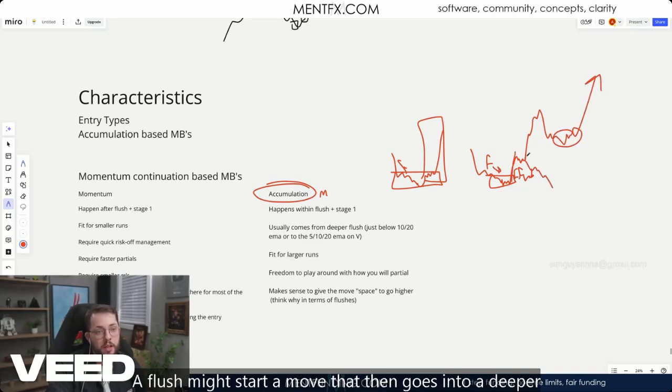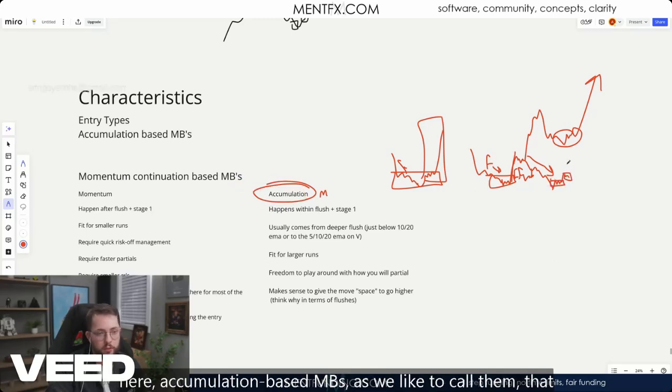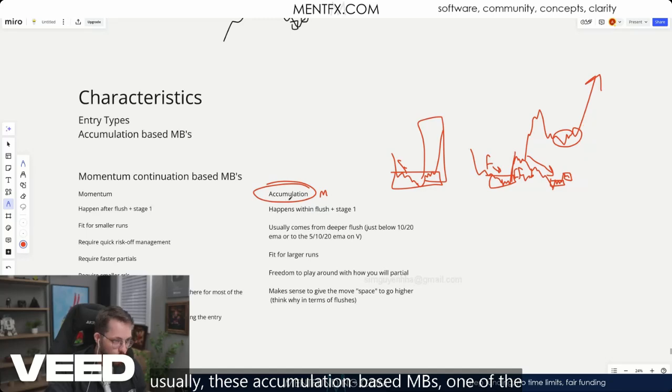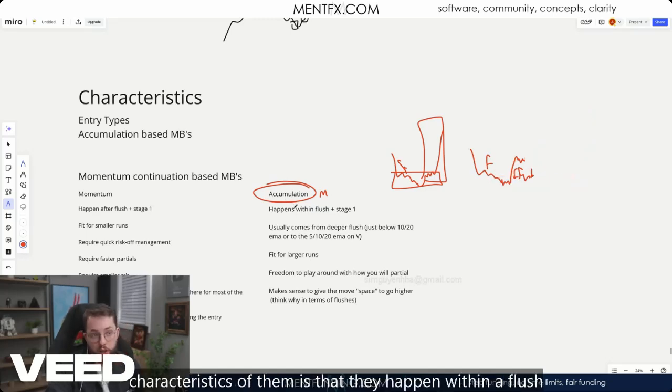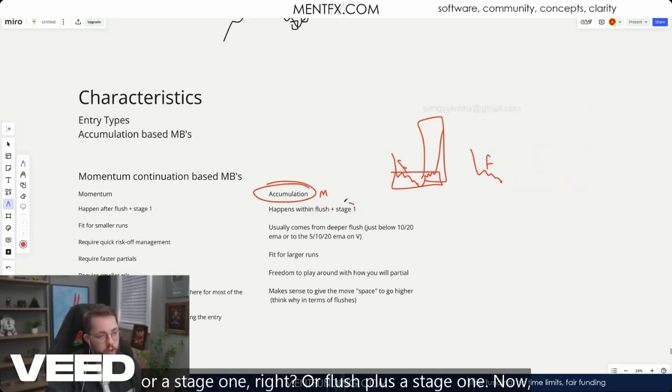A flush might start a move that then goes into a deeper flush, where then we get some beautiful MBs down here, accumulation-based MBs, as we like to call them, that start the actual stage 2. So usually one of the characteristics of these accumulation-based MBs is that they happen within a flush or a stage 1, right? Or flush plus.